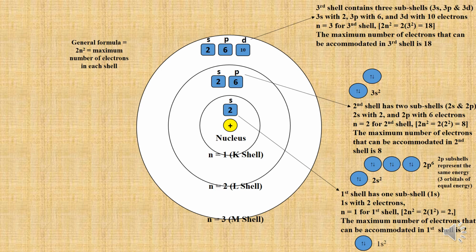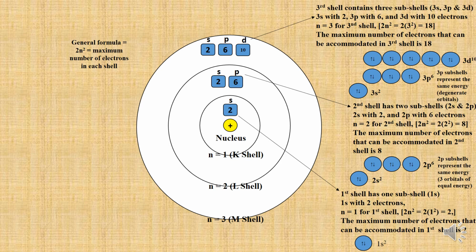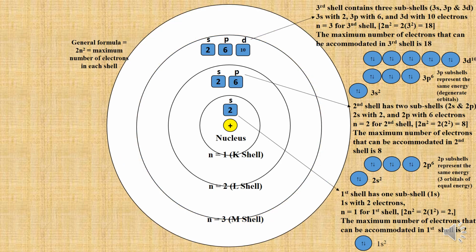2 electrons in the s orbital, 6 electrons in the p orbitals, and 10 electrons in the d orbitals. So again, the 3p subshells represent the same energy. They are also called degenerate orbitals, or orbitals with the same energy.